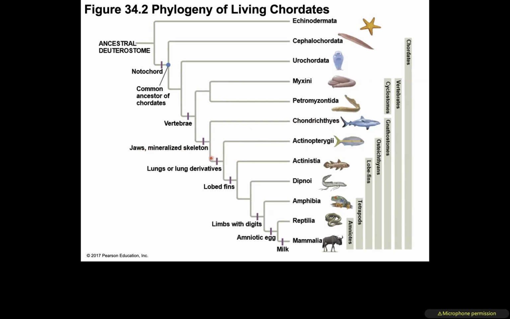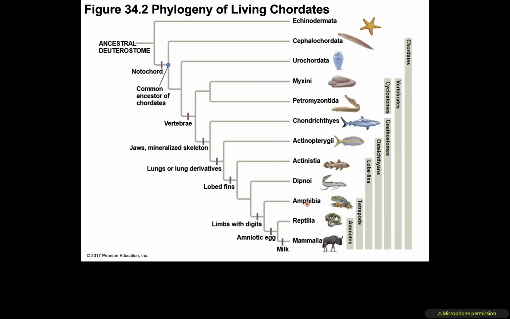And then those organisms that have lungs or some type of lung derivative, leading in this direction of lobed fins, these are going to be your lobe-finned fish. They're very different than the other fish. These basically are going to be the ones that led to those organisms that ended up colonizing the land. So we'll talk about those pretty soon. And so leading into further groups, we don't really cover dipnoi very much.